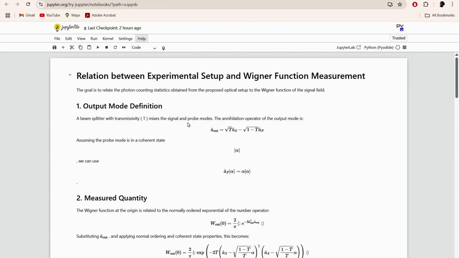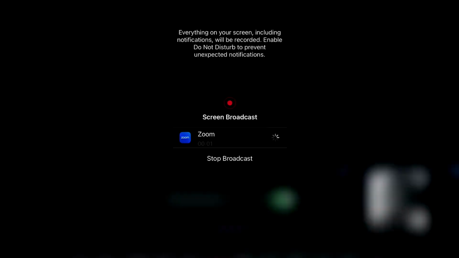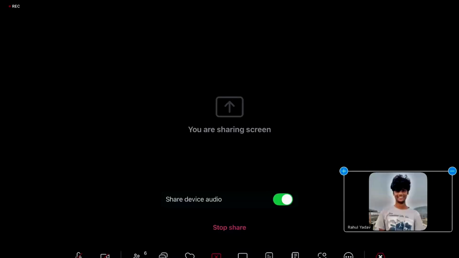You can see my tab screen. Galav, your tab screen is not showing up here. Can you check it? Okay, is it now visible? It's still not. Okay, just one minute. Yeah, now it is showing up.